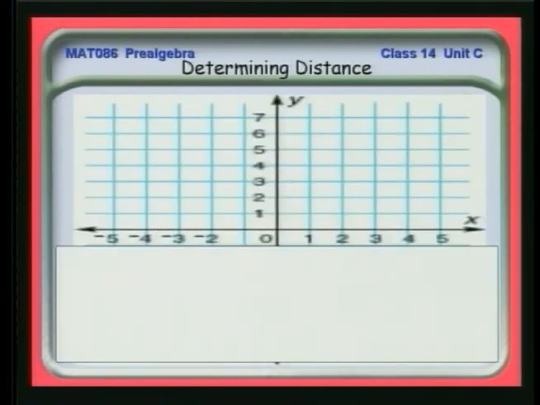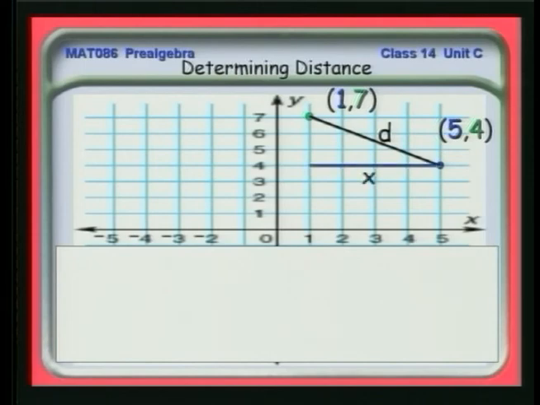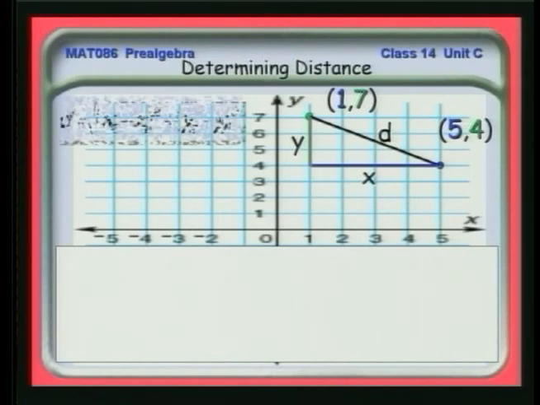This is what we're going to do here. First of all, we'll take 2 points. There's the point (1, 7). Here's the point (5, 4). And what we'd like to know is, what's that distance d? In order to find it, we need to know the x distance and the y distance. We need to determine those two, and then we can find d using the Pythagorean theorem.